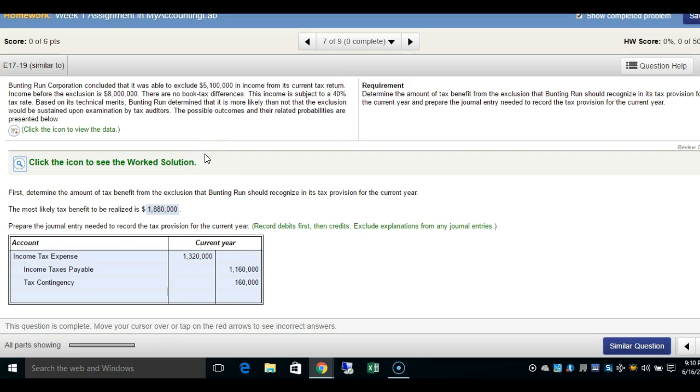So the income tax is 272,000, the sum of its current income tax of 204 plus the liability of 68,000. In this problem, our company wants to exclude $5,100,000 in income from its current tax return. Income before the exclusion was $8 million. So it wants to be able to exclude $5,100,000 in income. There's no book tax difference. The income tax rate is 40%.